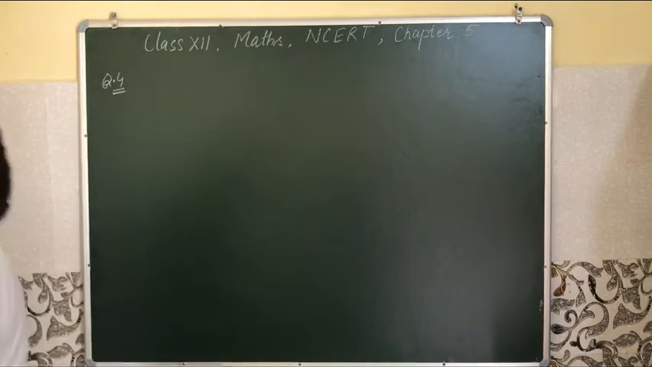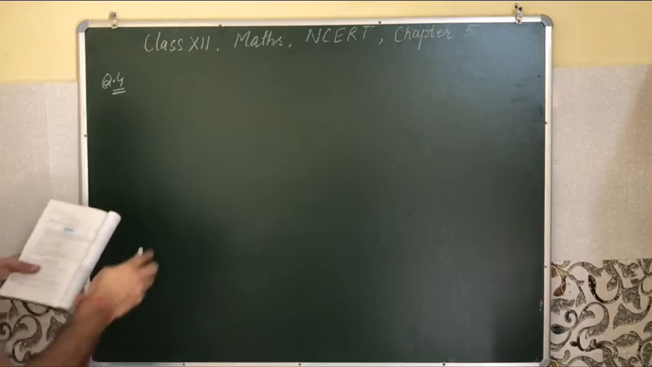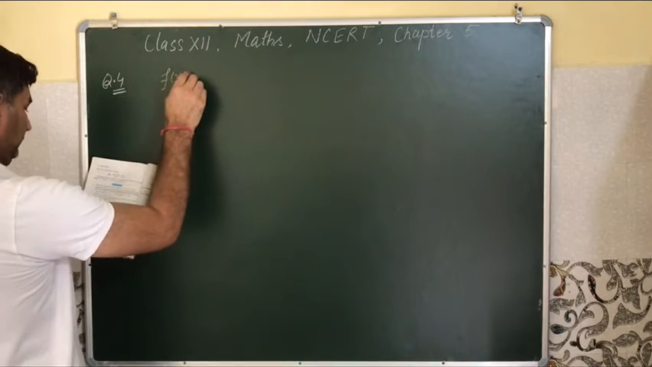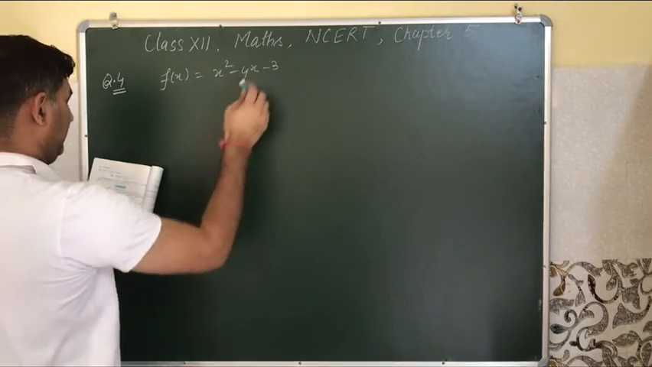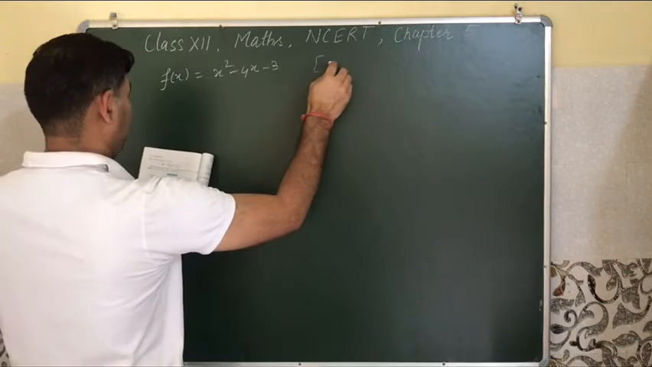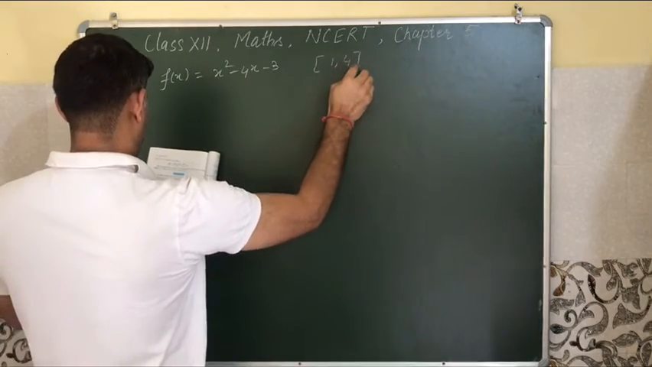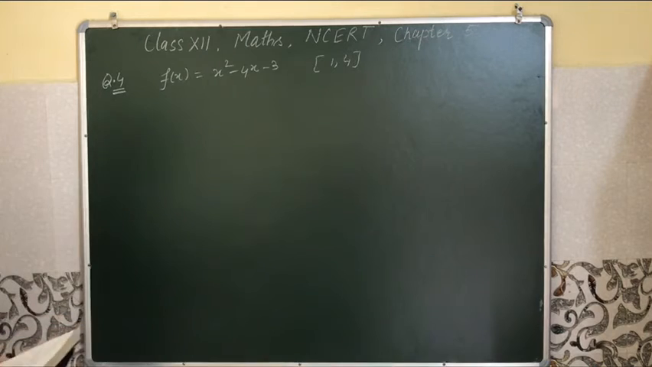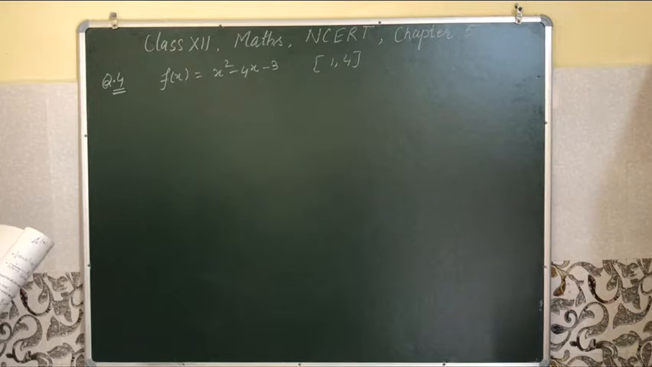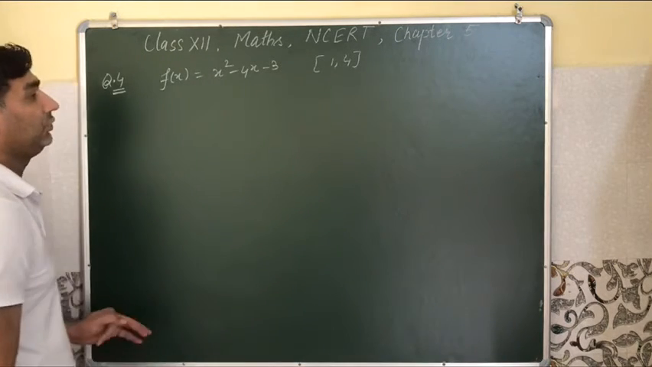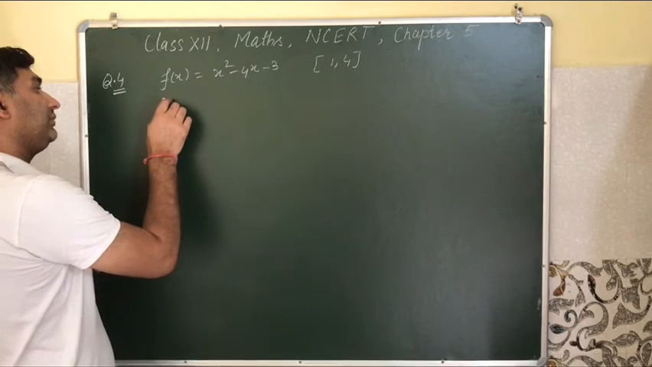The function is given: fx is equal to x square minus 4x minus 3 in closed interval 1 and 4. Verify mean value theorem. fx is equal to x square minus 4x minus 3 in the closed interval [a, b] where a is equal to 1 and b is equal to 4. तो हमने वेरीफाई करना है किसके लिए? मीन वैल्यू थ्योरम के लिए। देन फर्स्ट कंडीशन इज व्हाट?